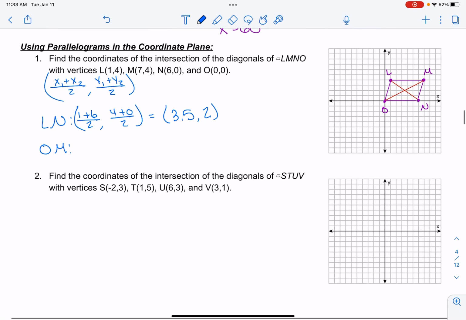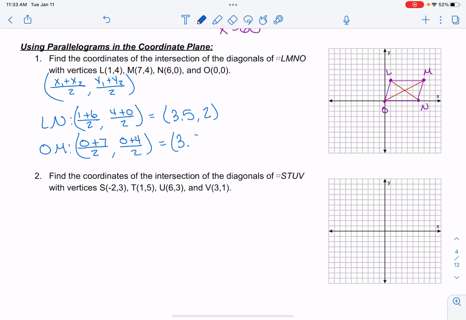And then we just double check with OM, make sure that we get the same thing. So our x of O is 0, plus our x of M is 7. Divide that by 2. And then the y of O is 0, plus the y of M is 4. Divide that by 2. And we get the same thing, as we should, because that is where they cross. So that is the intersection point for the diagonals.